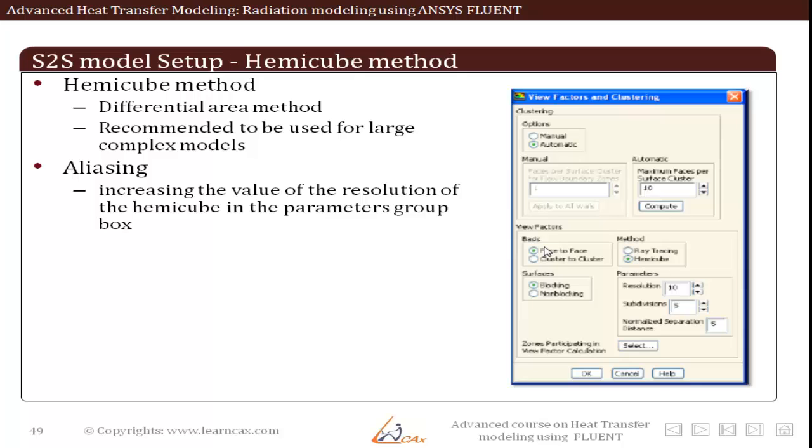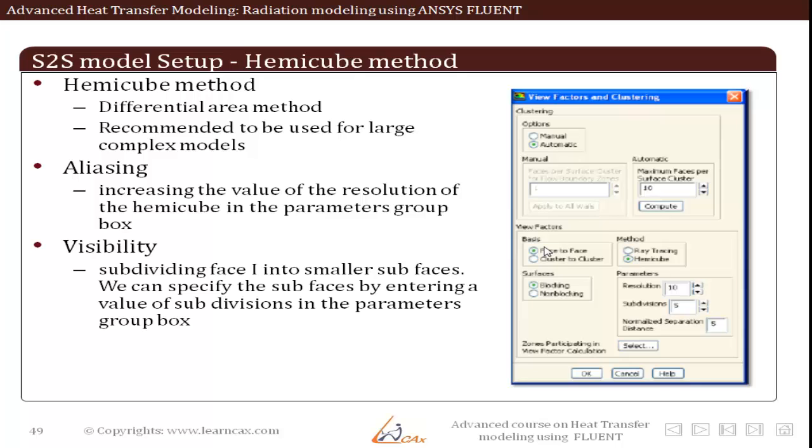Those are aliasing, visibility and proximity. Let us first see aliasing. The true projection of each visible face onto the Hemicube can be accurately accounted for by using a finite resolution Hemicube. If the faces are projected onto the Hemicube, because of the finite resolution of the Hemicube, the projected area and resulting view factor may be overestimated. This can be controlled by increasing the value of the resolution of the Hemicube in the parameters dialog box. This is where we input the control parameter for aliasing.